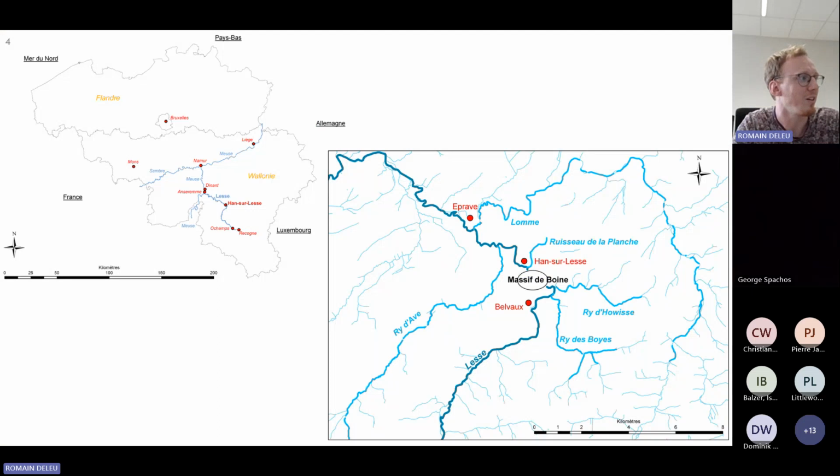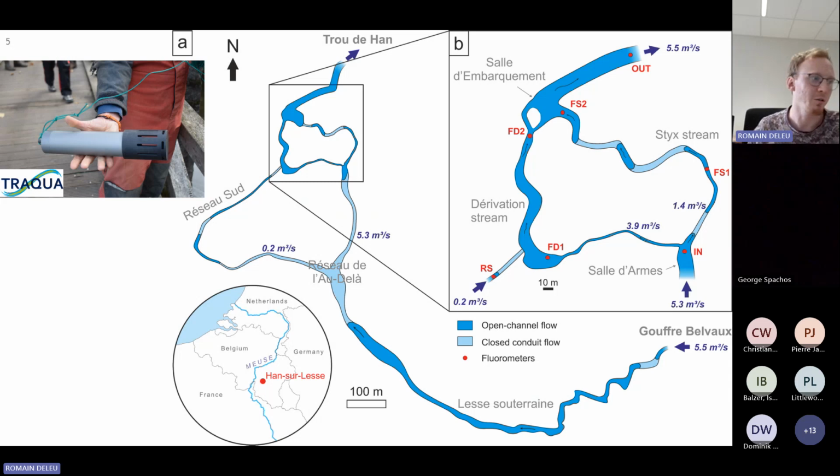As you can see on the map here, An-sur-Lesse is just in the south part of Belgium, and especially if you zoom in on the region, you can see that the river Lesse infiltrates inside the Massif de Boine, which is composed of limestone, of course, and then reaches the surface again a few kilometers later. If we zoom in on the cave, and especially the river, we have a map here of the river inside the cave. You can see on the right side of the figure, Gouffre de Bellevaux, which is the point where the river goes inside the cave.